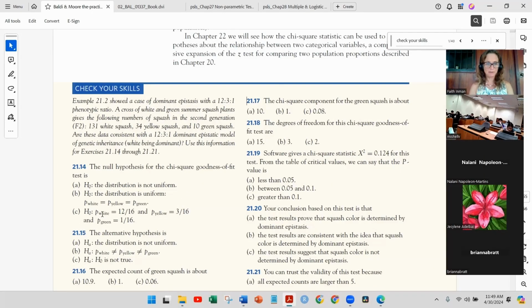The expected count of green squash, I probably won't give you that one. And I probably won't make you calculate the chi-squared component unless I give you the formula. If I give you the formula, yes, but otherwise I'm not going to make you memorize all the formulas because that's cruel and unusual punishment. And then the degrees of freedom. This is not going to be on there because I'm not going to give you the table for looking up p-values. That's not something we ever did in class.